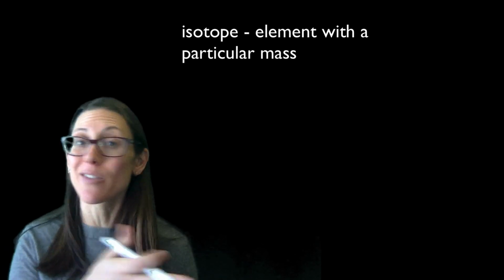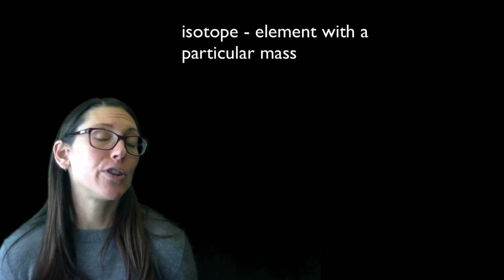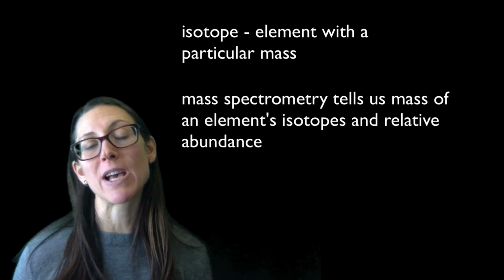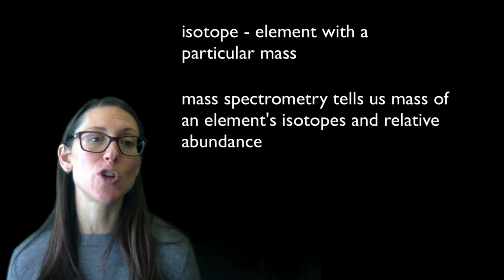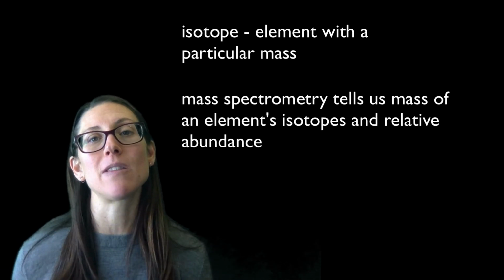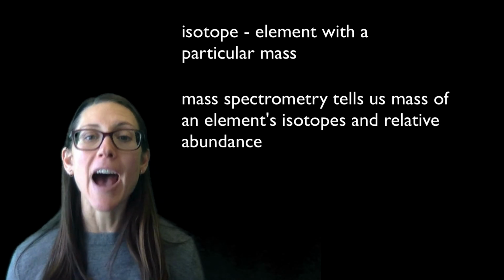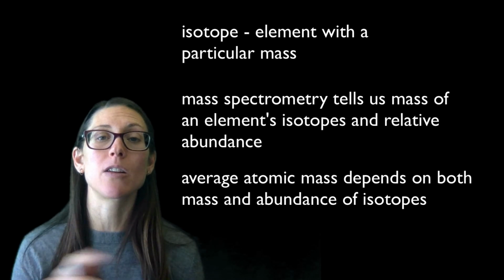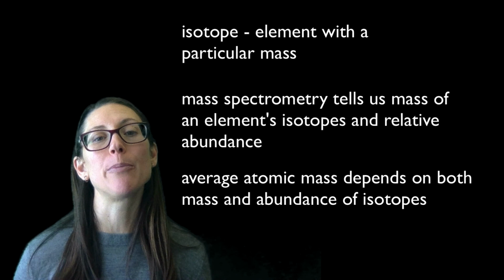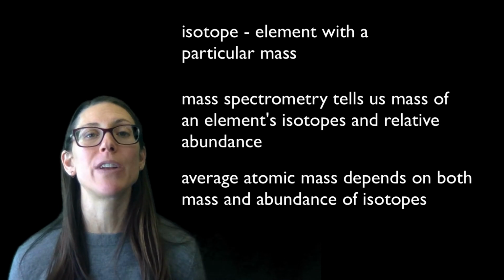So in summary, it turns out that all atoms of a particular element are not necessarily identical. An element can have multiple isotopes, atoms with different masses that are the same element, due to having different numbers of neutrons. We can use mass spectrometry to determine how many isotopes an element has and estimate the average atomic mass. The average atomic mass can also be calculated rather than estimated if percent abundances and masses for the isotopes of an element are known.